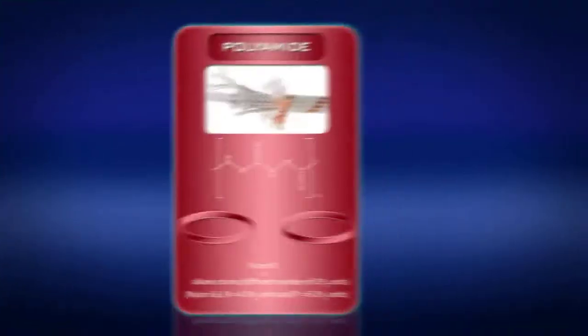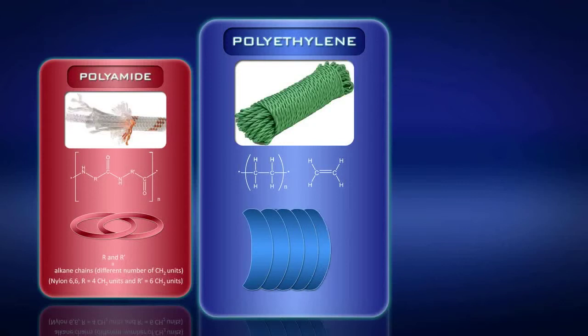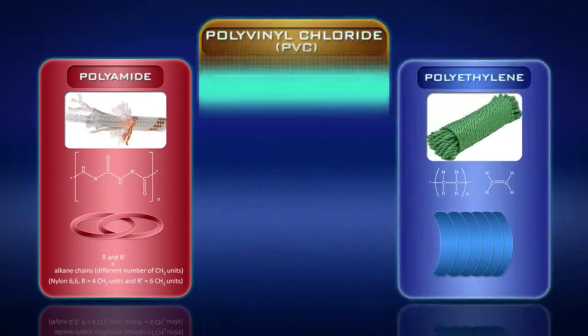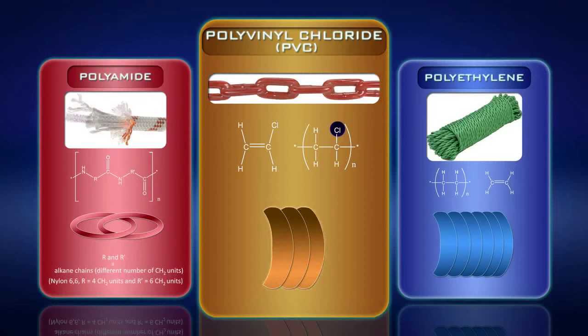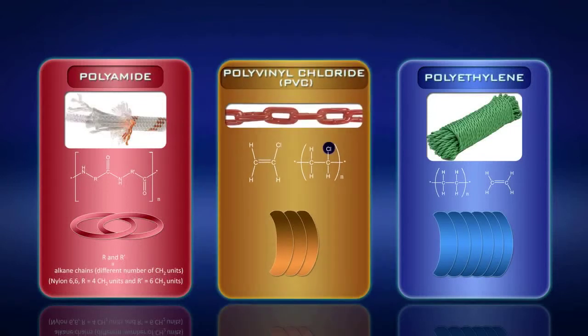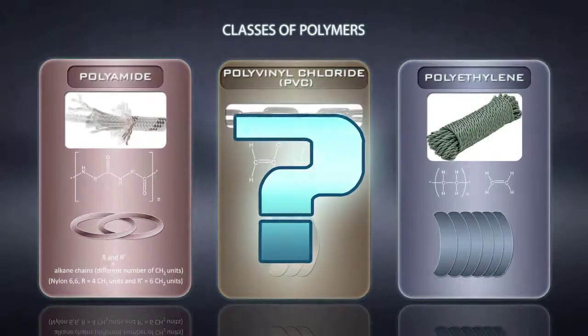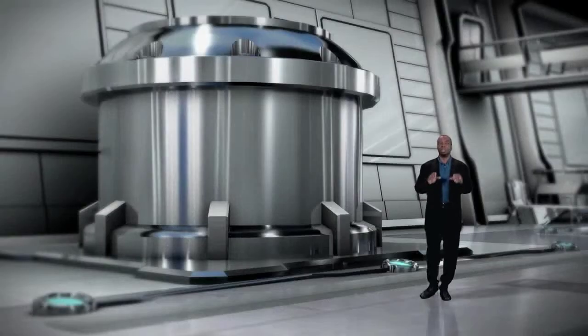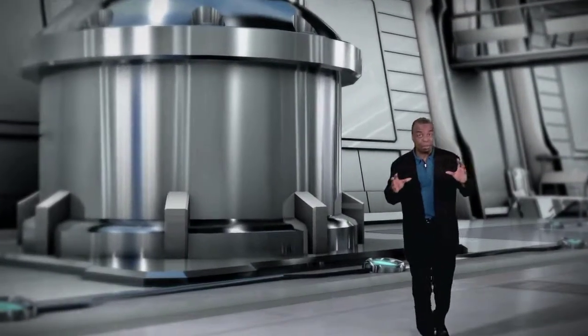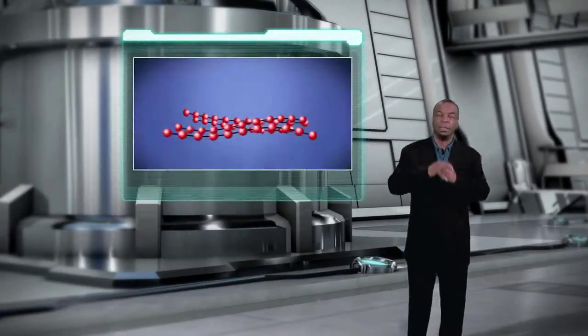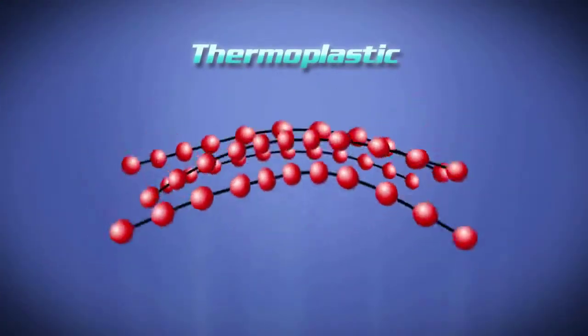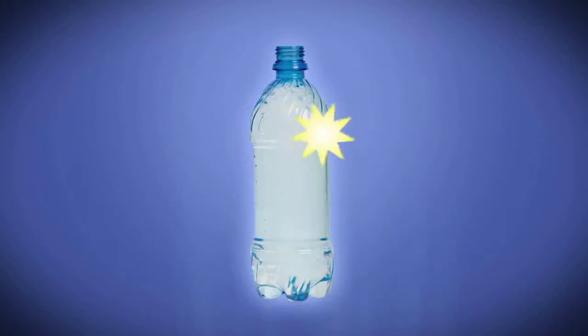Now, when amide monomers are joined by peptide bonds, they become polyamides. Polyethylene consists of long chains of monomer ethylene, and PVC, or polyvinyl chloride, is the polymerization of the monomer vinyl chloride. All three of these are classes of polymers that can be characterized as thermoplastics. But what is a thermoplastic polymer? Thermoplastic polymers are composed of long parallel strands of molecules which enable them to slip easily over each other. Therefore, thermoplastic polymers can be easily bent, stretched, melted, remolded, and recycled.